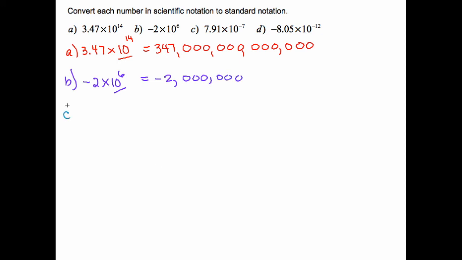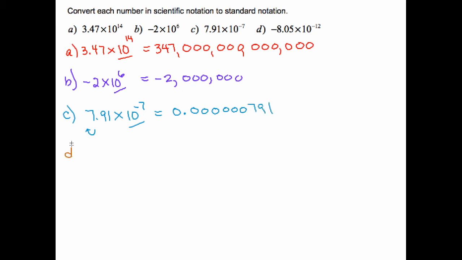For part C, we have 7.91 times 10 to the negative 7. And 10 to the negative 7 means 10 is raised to a negative exponent. This portion, 10 to the negative 7, is less than 1. We now slide our decimal point to the left 7 places. When I slide the decimal point 1 place to the left, that leaves 6 more places for zeros. So I have 0.1, 2, 3, 4, 5, 6 zeros, 791.